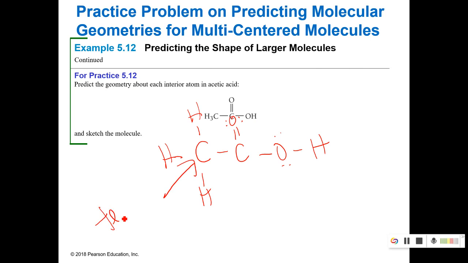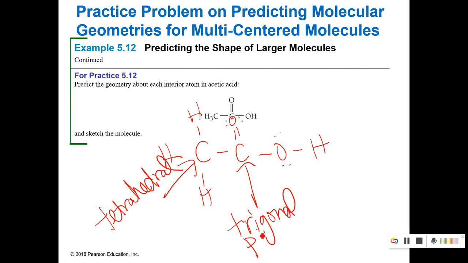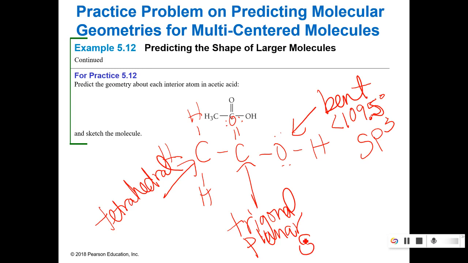So this one is tetrahedral and everything that comes along with it. This one is trigonal planar. So 120, sp2. This one is bent, 109.5. And I do need you to specify which bent it is, because if you don't, I don't know if you're talking about 120 or 109.5. Okay, this is sp3, sp2, sp3.